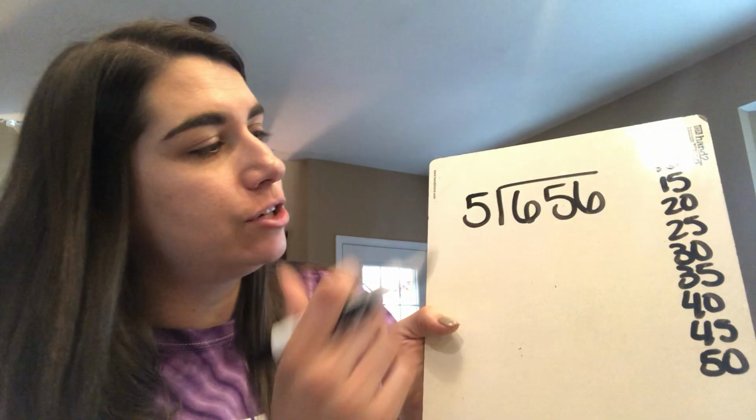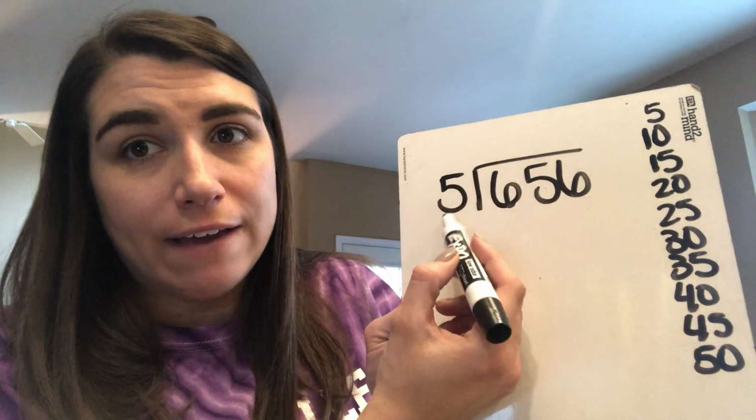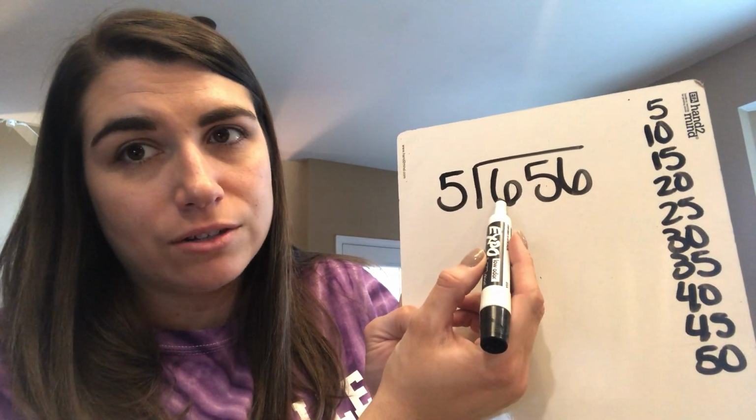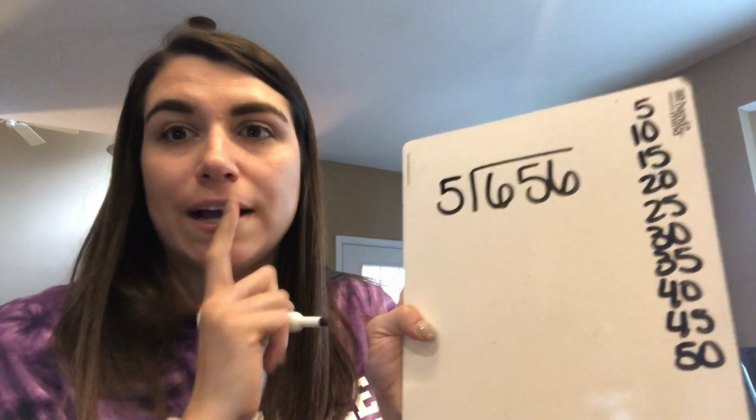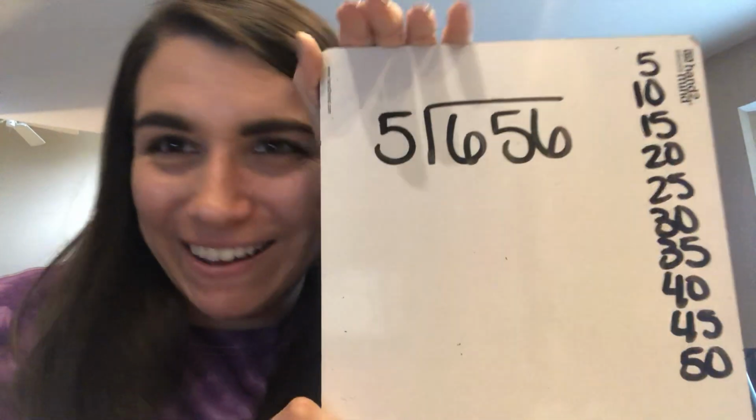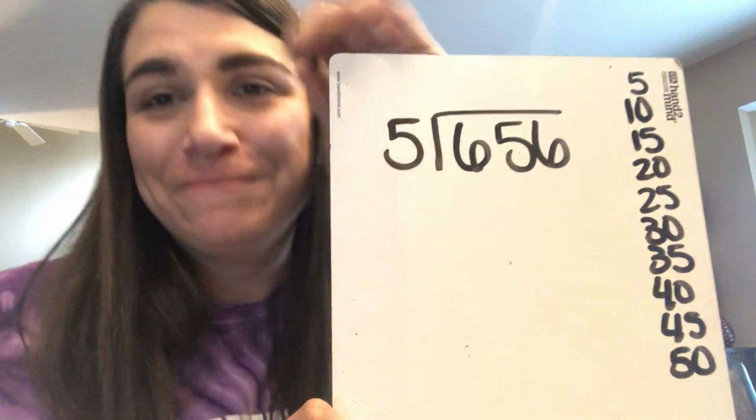So now I'm going to do what times 5 gets me closest to 6 without going over. So I know that's going to be, I forgot to tell you to pause again. Okay, it's pause and solve. Oh my gosh, I'm losing my brain. Pause and solve.